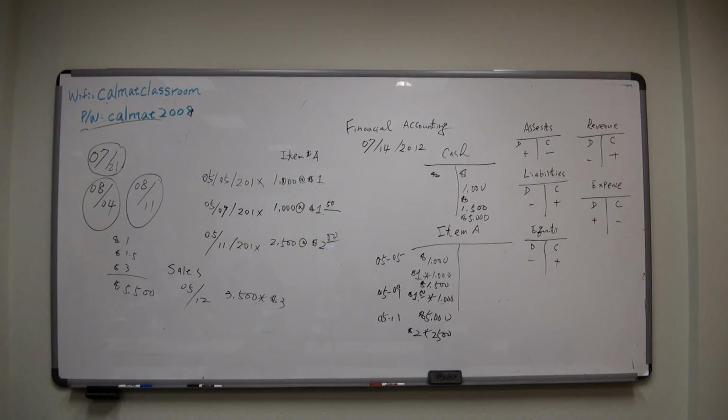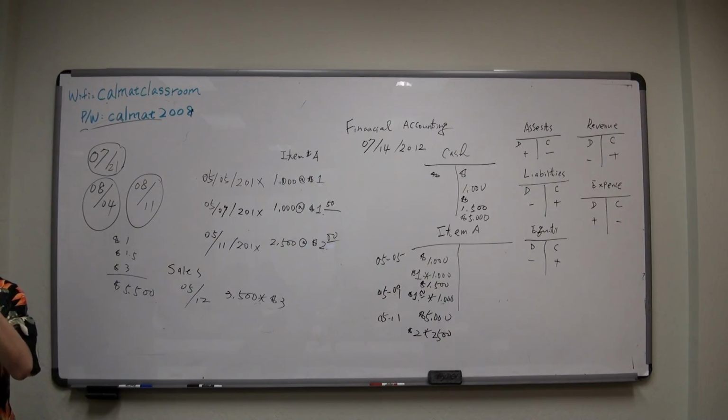Everybody see the problem here. If you pick FIFO, your cost is 5,500. If you pick LIFO, your cost is 6,000. And this difference affects your profit. Either way is allowable. Either method, FIFO or LIFO, either way is allowable. However, the GAAP or the tax law requires you to stay with the same method. Understand?